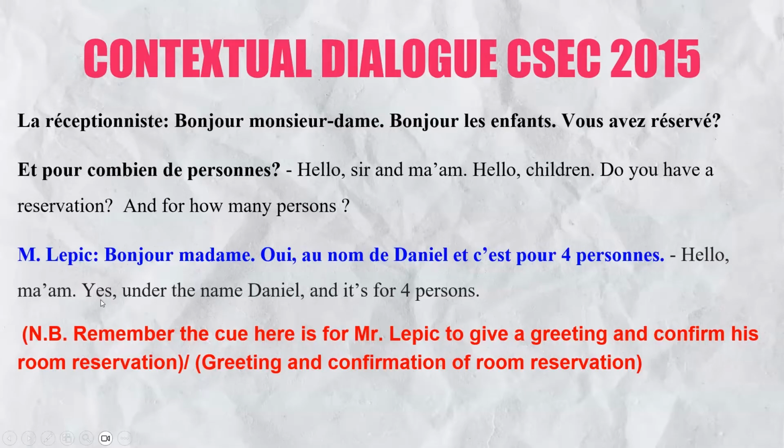Hello, ma'am. Yes, under the name Daniel, and it's for 4 persons. Remember, the cue here is for Monsieur Le Pic to give a greeting and confirm his room reservation, right? Remember, the cue had said greeting and confirmation of room reservation. And here we said, bonjour, madame, right? This is the greeting. Oui, au nom de Daniel, et c'est pour 4 personnes. This is confirmation of room reservation.